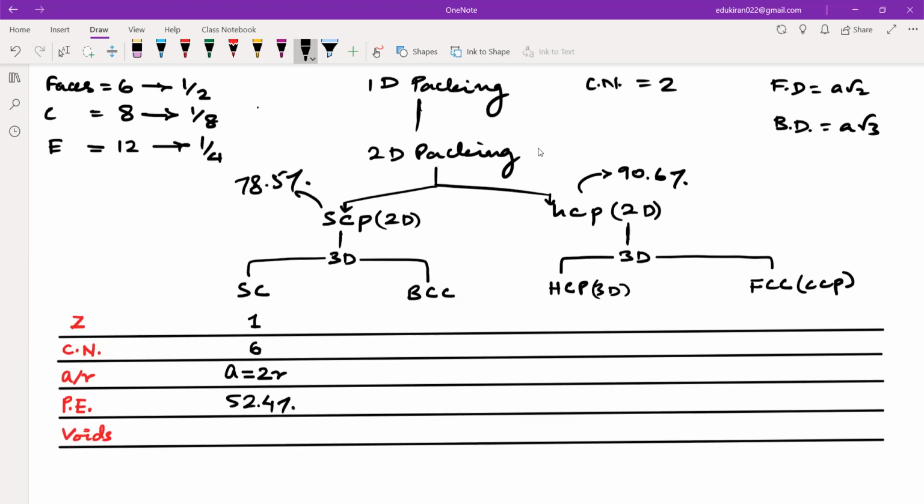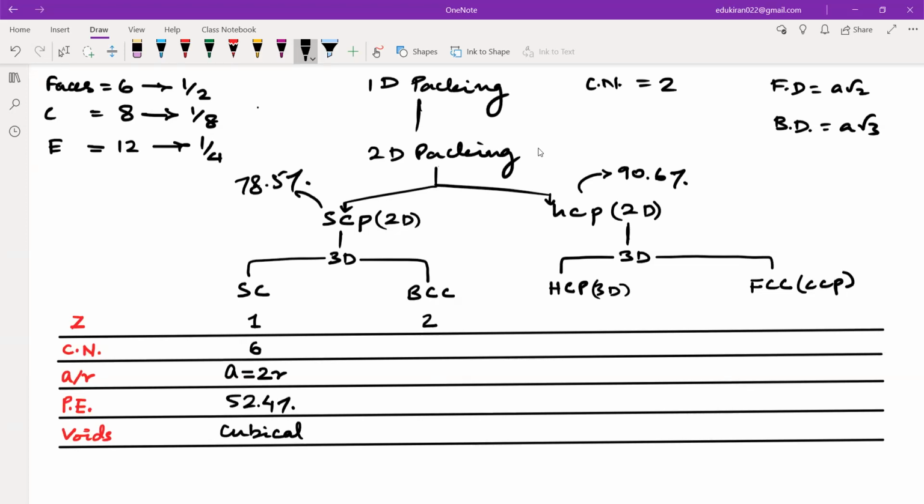Void is cubical void. ठीक है, BCC में Z, Fatima, Hafsa, Sara. All of you tell me what is the Z for BCC? Jaldi. What is the Z for BCC? What is the Z for BCC? 2.